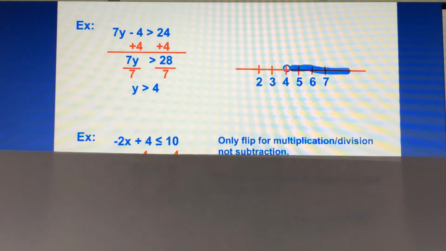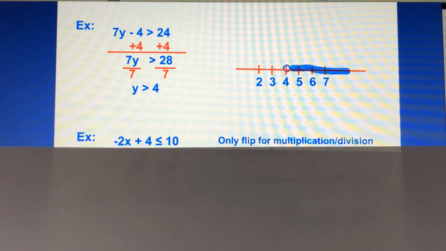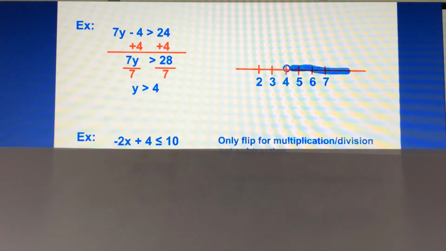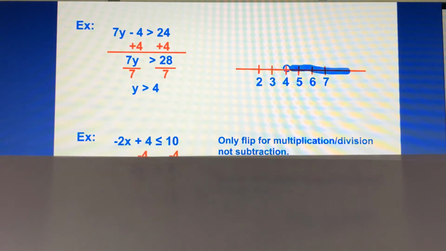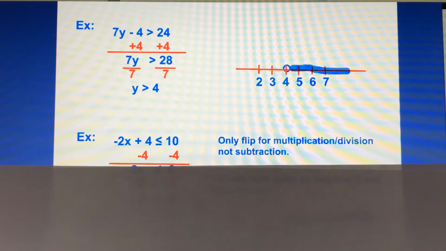Let's try another one. Negative 2x plus 4 is less than or equal to 10. Remember that you only flip for multiplication and division, not subtraction. I need to isolate x. I start by going from the farthest term away from x, which is the plus 4, which is addition. The inverse of addition, subtraction. I subtract 4 from both sides. I do not flip the sign. You do not flip the sign for addition and subtraction.